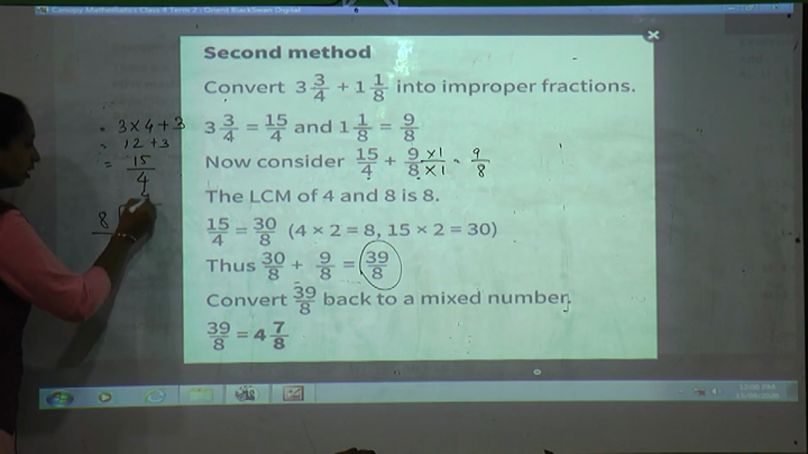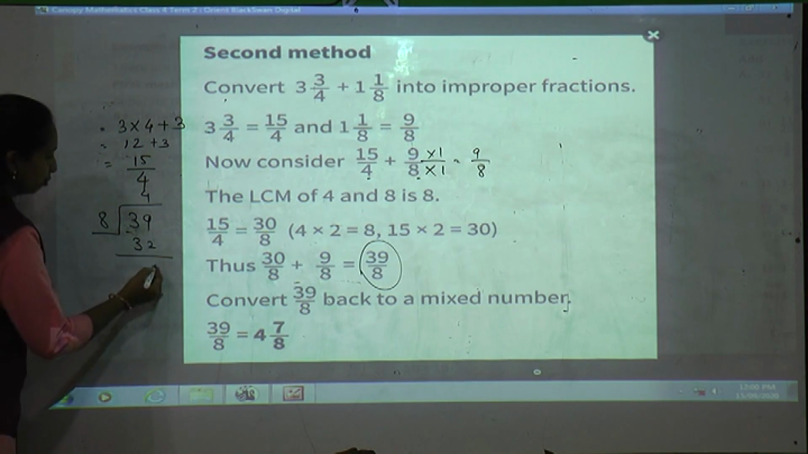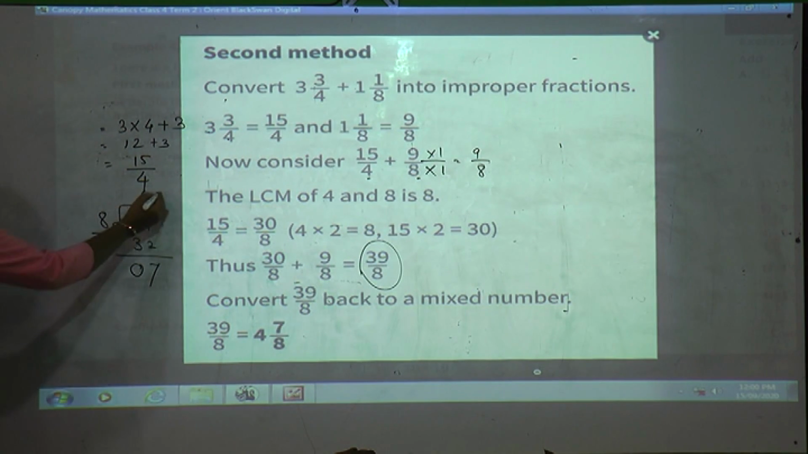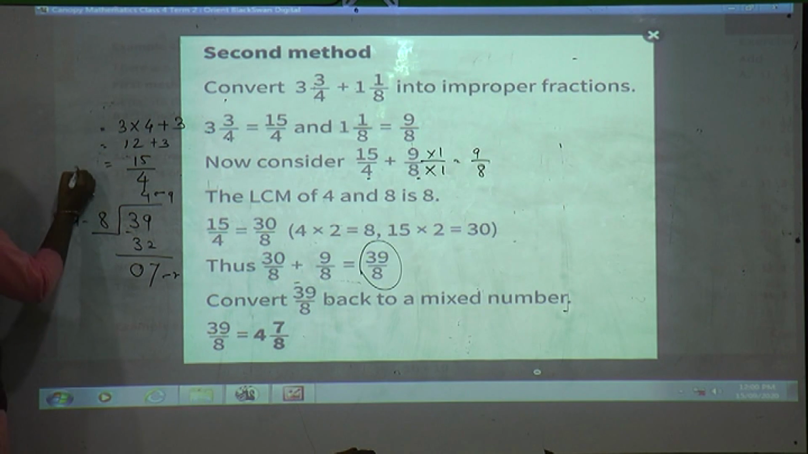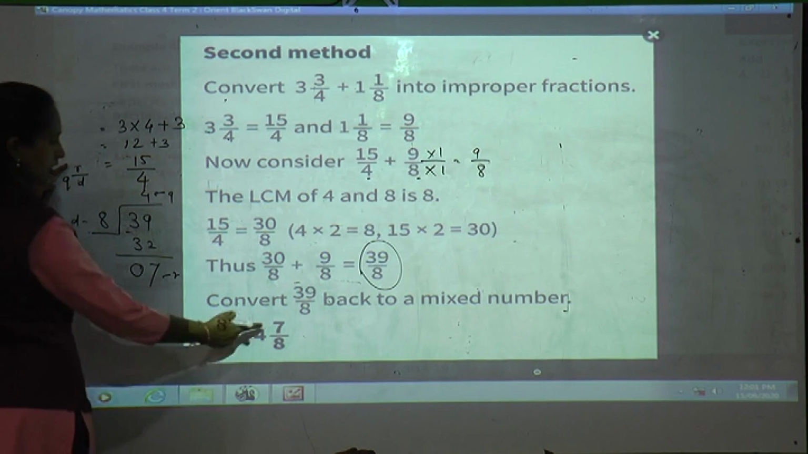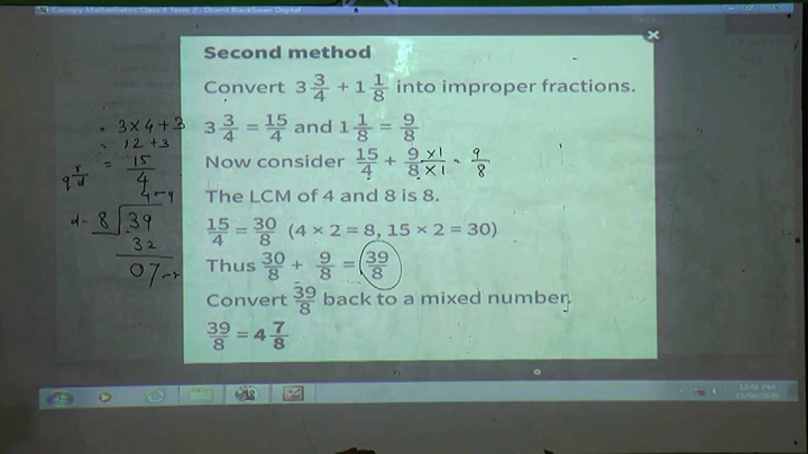8 4s are 32, isn't it? What will remain? 9 minus 2 is 7, 3 minus 3 is 0. So this is the quotient, this is the remainder, this is the denominator. So how do we write? Quotient, remainder upon denominator. What is the quotient? 4. The remainder is 7 in the place of numerator, and the denominator is 8. Clear? Yes. Now we will see the 5th example.